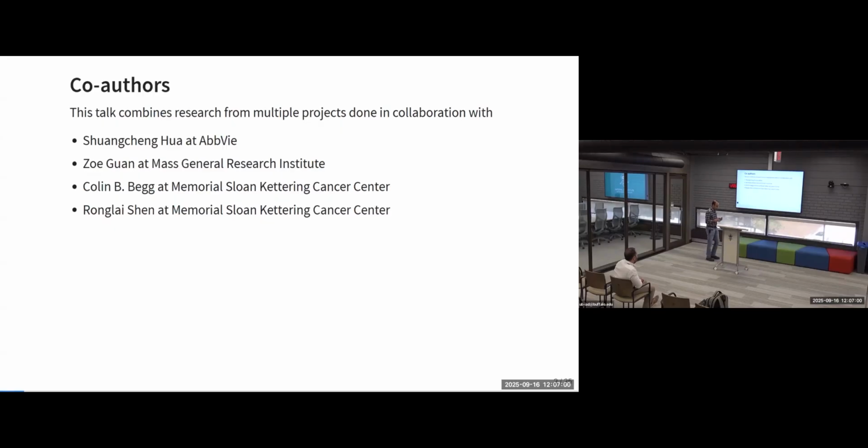This talk is a combination of some of my recent and ongoing work done in collaboration with my colleagues. First is Shuangcheng Hua, who is a former PhD student of mine, received her PhD last year, and she's now a biostatistician at AbbVie, along with my collaborators, Zoe Guan at Mass General, and Colin Begg and Rong Laishan at Memorial Sloan Kettering Cancer Center.